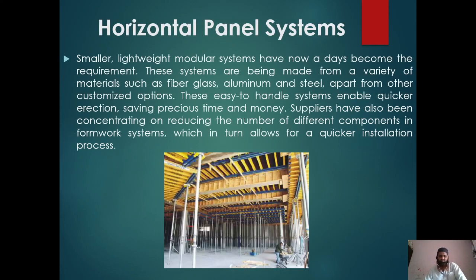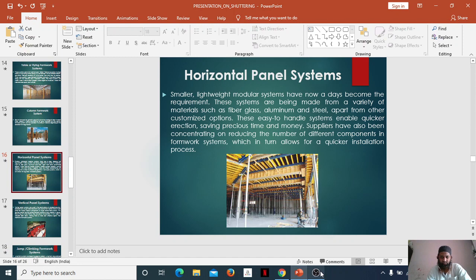Horizontal panel systems, you can see here, are smaller, lightweight, modular systems. Nowadays they have become the requirement. These systems are being made from a variety of materials such as fiber glass. You can just imagine here, even fiber glass is used as formwork for the horizontal panel system. As I had told you, what is the horizontal panel system? That is the slab and the beams and so on. Let us just stop here for a moment.